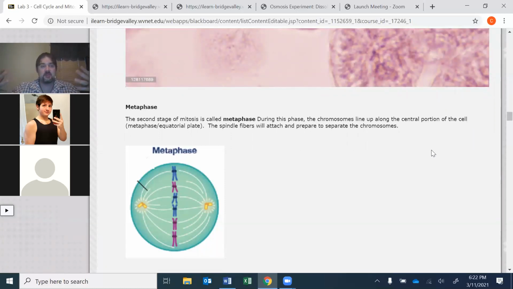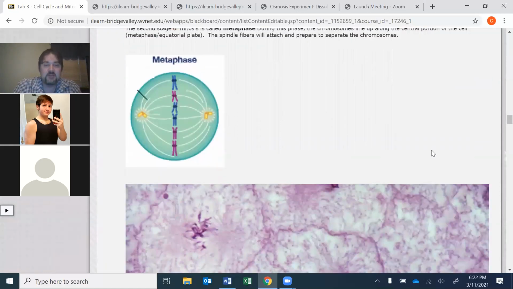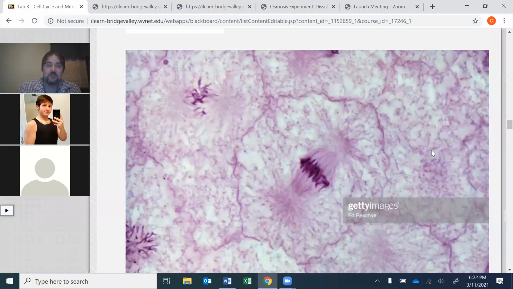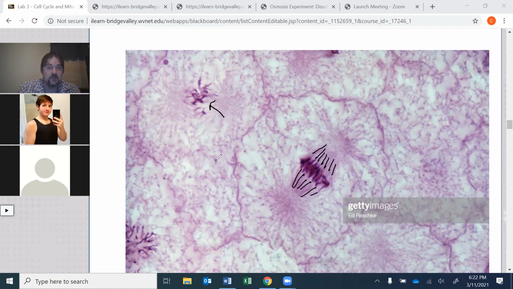Metaphase, the spindle fibers will grow out and grab a hold of them. And sometimes you can actually see the spindle fibers like you can in this picture here. You can see the little thread-like spindle fibers attaching to the chromosomes right there. Now this cell is in prophase as the chromosomes are collecting towards the middle. And it looks like this guy down here is also in prophase, as the chromosomes are starting to condense towards the middle of the cell.